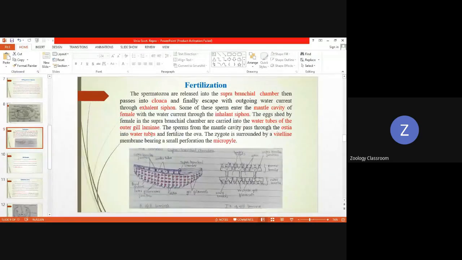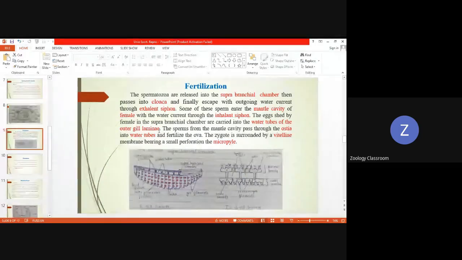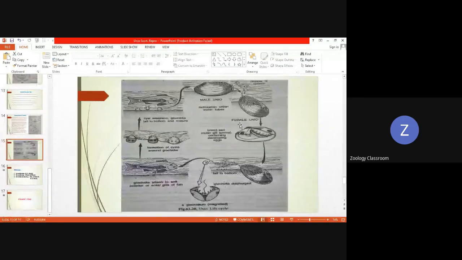Fertilization, we have come across this. What was said here? The eggs shed by the female in the suprabranchial chamber are carried to the water tubes of the outer gill lamina. Are you paying attention? Where? Outer gill lamina. Okay. Now what will happen here in the water tubes? The water tubes are brood pouches. Development takes place in the brood pouch.